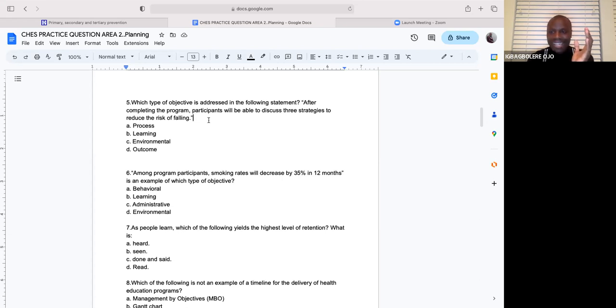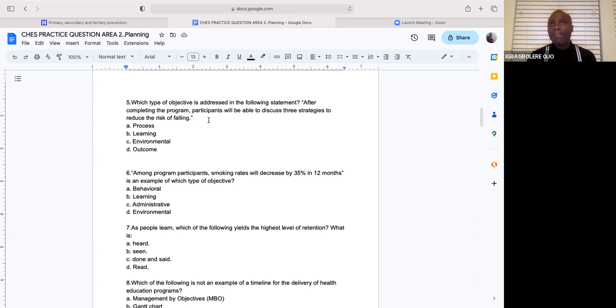Now, in reality, either of these things can be true, depends on how you are looking at it. But like I've said before, this exam is to point out, or you are choosing the best fit for the question. So participants will be able to discuss 3 strategies to reduce the risk of falling. This is talking about knowledge. This is talking about our relatability to the information that has been given to them.